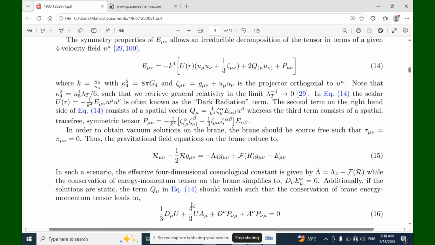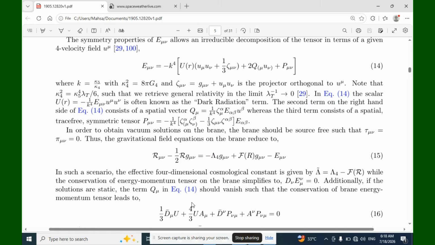The second term on the right-hand side of the equation 14 consists of the special vector Q micro is equal to 1 divided by chi 4 chi to the power of 4 zeta micro to the power of alpha, and also E alpha beta U to the power of beta, whereas the third term consists of a special trace-free symmetry tensor P micro nu is equal to minus 1 divided by chi to the power of 4 multiplied by zeta micro to the power of alpha and zeta nu to the power of beta minus 1 divided by 3 zeta micro nu multiplied by zeta to the power of alpha and beta close bracket and E alpha beta.